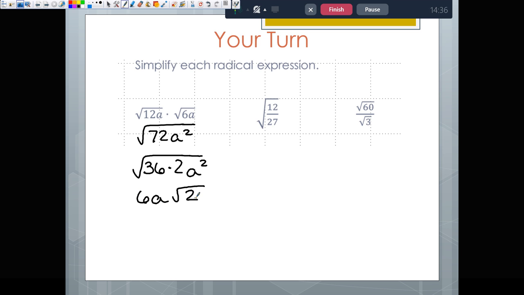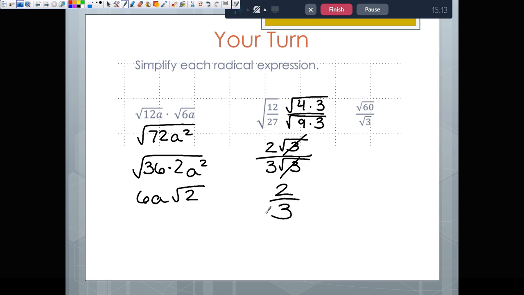Okay, can 12 go in, or can 27 go into 12? What about 12 going into 27? No. Can I break apart 12 and 27? Yes. I can break apart 12 into 4 times 3, and 27 can be 9 times 3. And the square root of 4 is 2, so it's going to be 2 square root 3. And the square root of 9 is 3 square root 3. Okay? And the square root of 3 is cancelled out. Yeah, so I'm left with just 2 over 3.